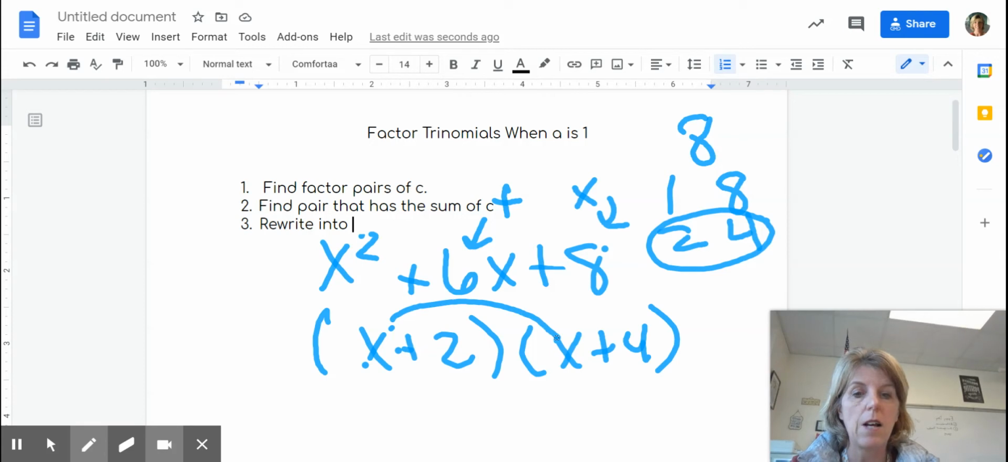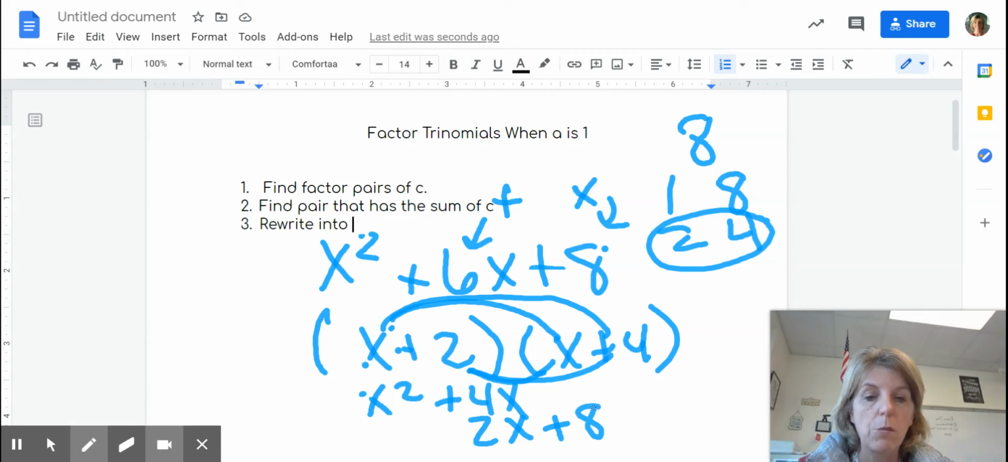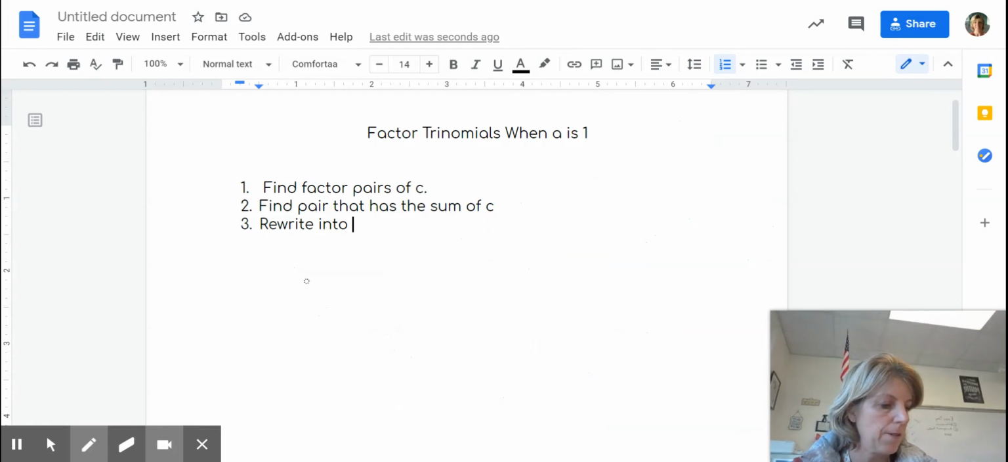We could say x times x is x squared, and x times 4 is 4x, and 2 times x is 2x, and 2 times 4 is 8. And if we add those together, you can see that we're going to get x squared plus 6x plus 8. We're going to get the trinomial that we started with. So we're doing the inverse operations. All right, 2 more, and then I'll have you go do some practice.